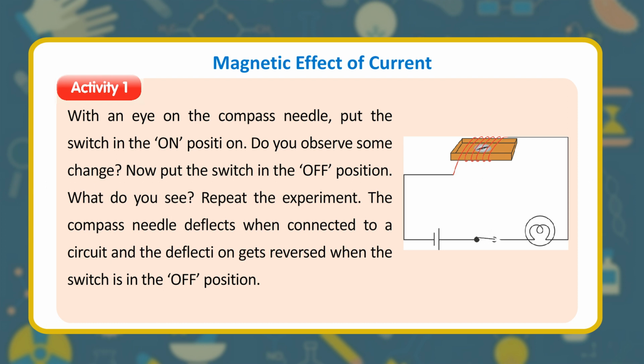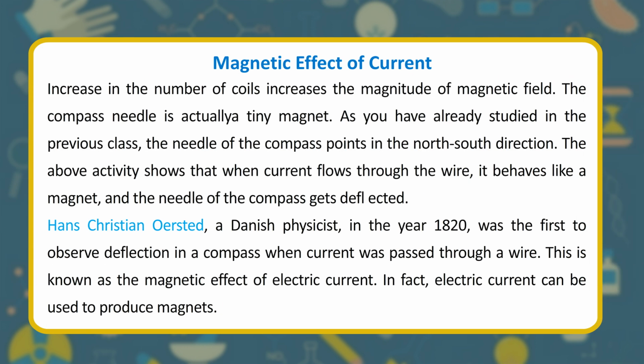With an eye on the compass needle, put the switch in the on position. Do you observe some change? Now put the switch in the off position. What do you see? Repeat the experiment. The compass needle deflects when connected to a circuit and the deflection gets reversed when the switch is in the off position. Increase in the number of coils increases the magnitude of the magnetic field.